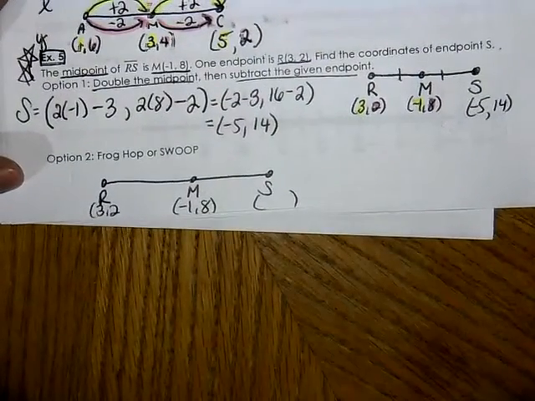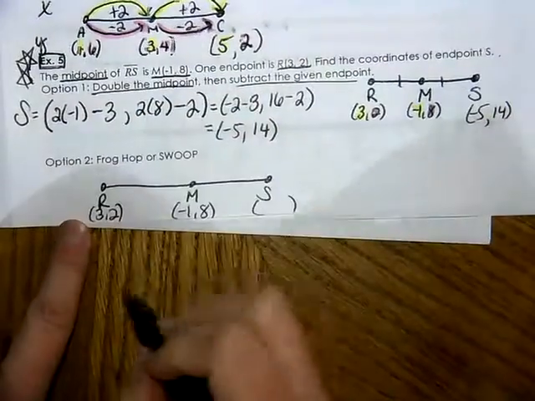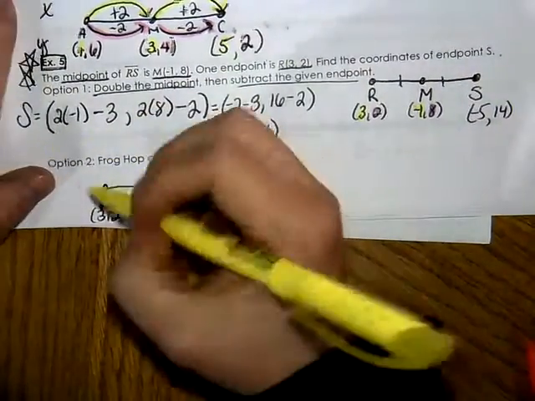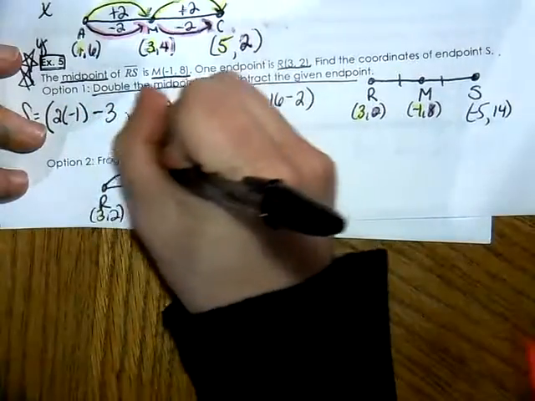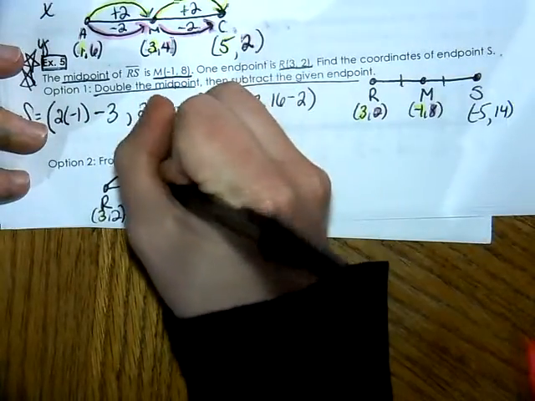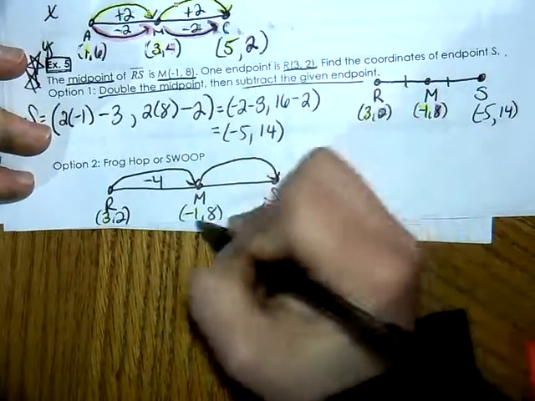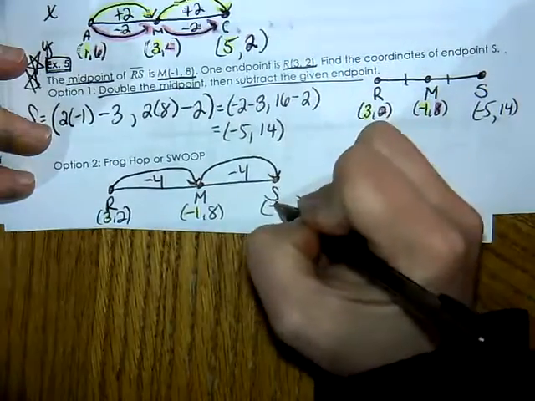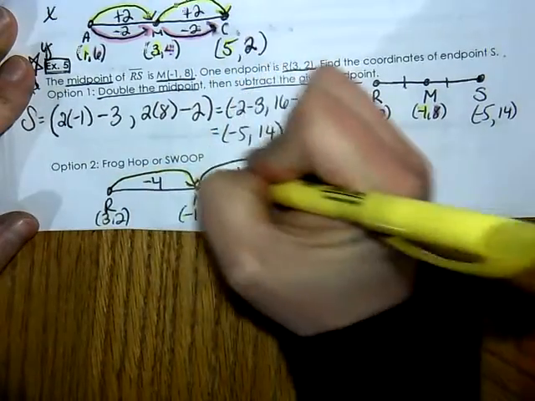But if you did this approach, you're going to be analyzing your X values up top. How do you go from 3 to -1? Well, to go from 3 to -1, we subtract 4. So we're going to do that again. -1 minus 4 is -5. So this is dealing with our X values.